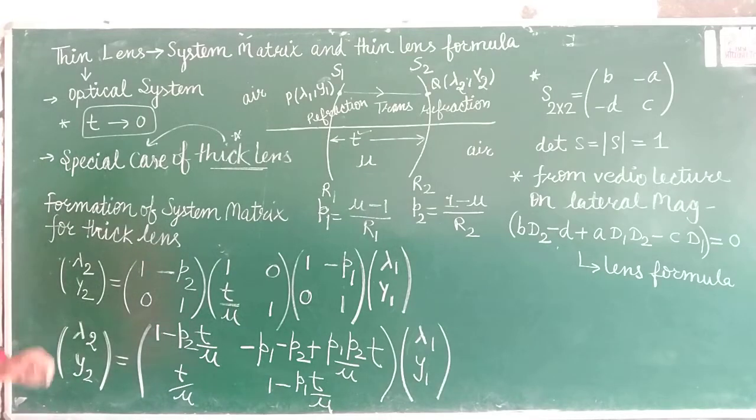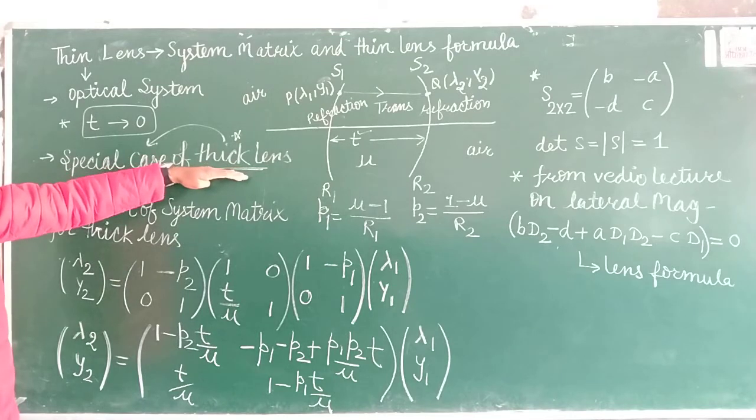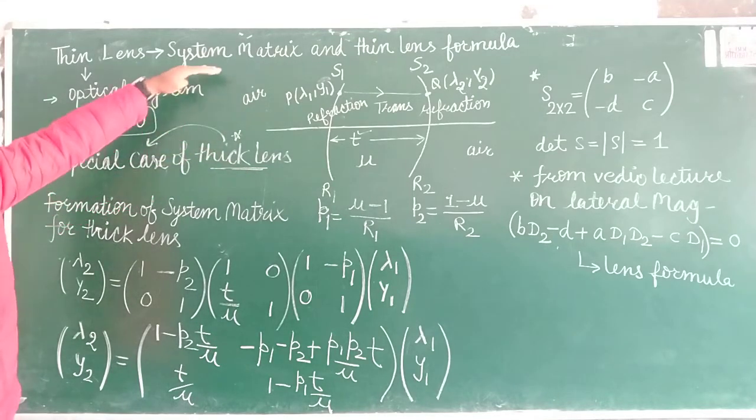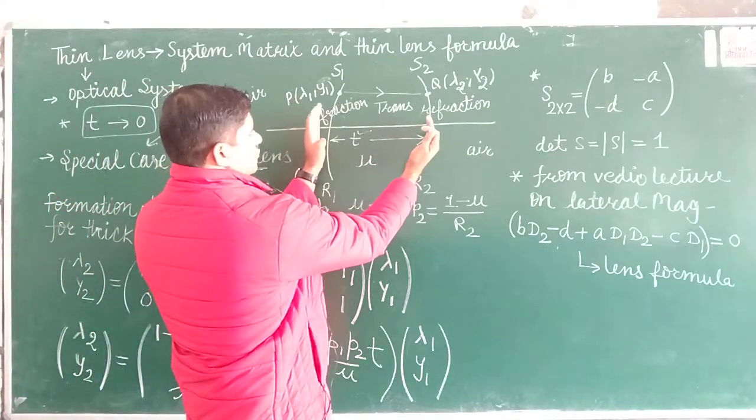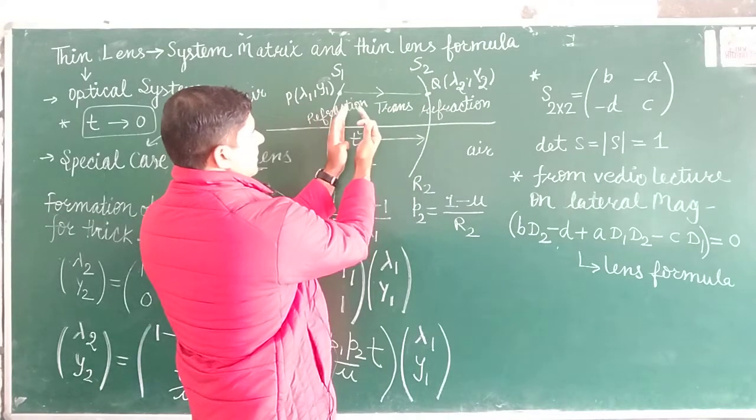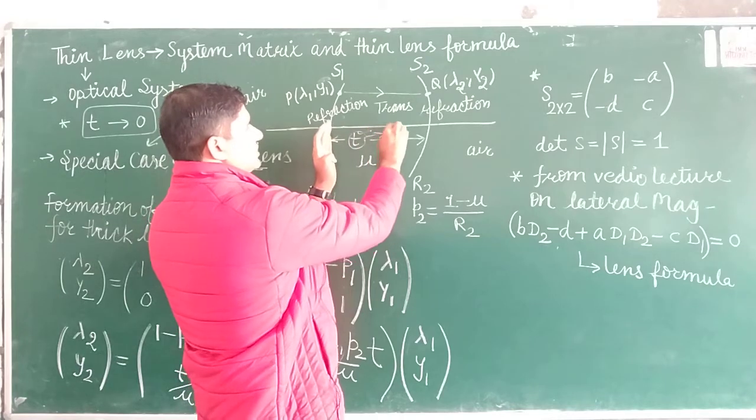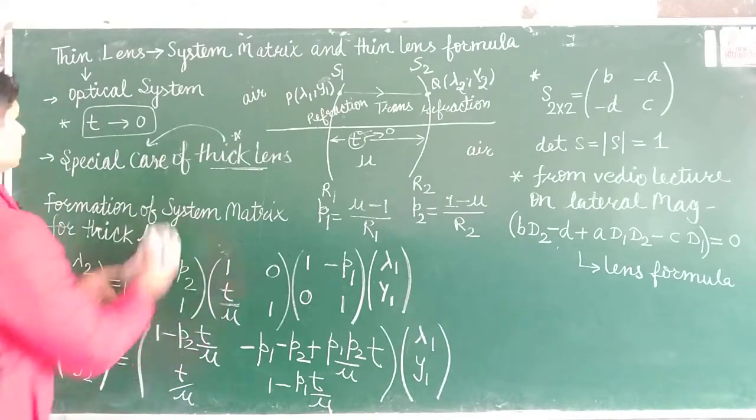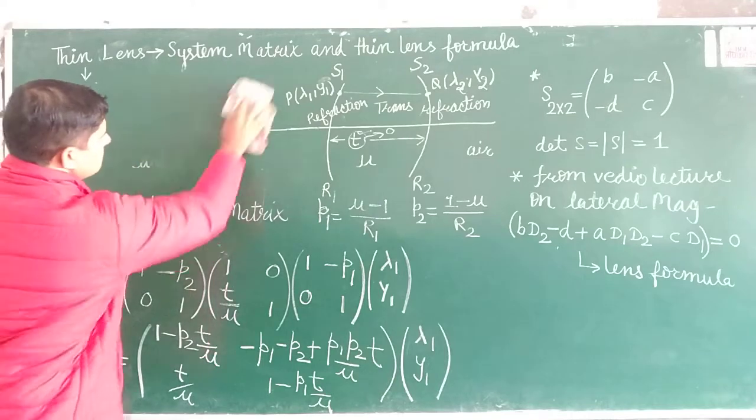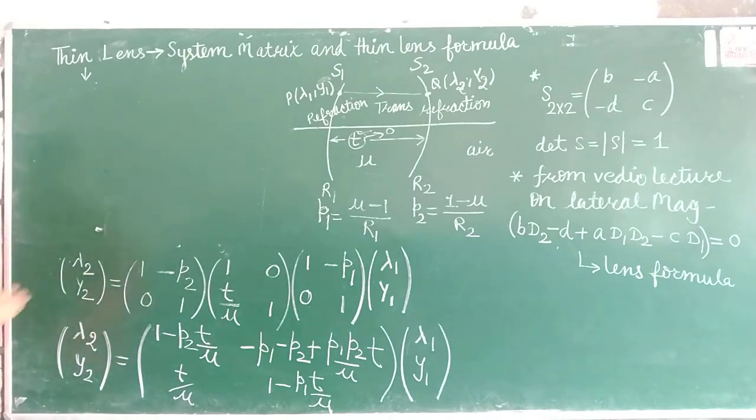Okay, so now we have obtained the system matrix for thick lens, and we are to convert this system matrix of thick lens into the system matrix of thin lens. So how can you convert this thick lens into a thin lens? You have to reduce this t to 0. So if you put a limit here, let me write the system matrix for thick lens first and then apply the limit t tends to 0 to obtain it.